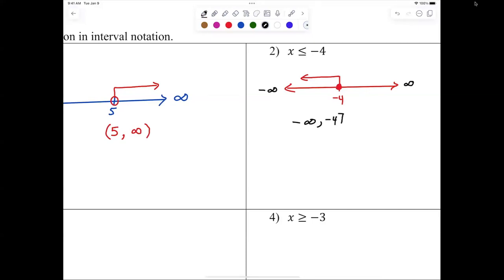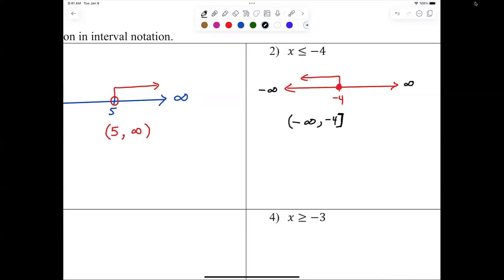This time we use a bracket at -4. The reason we use a bracket for -4 is because that's the symbol for including -4. And of course, we never reach infinity or negative infinity. That's why that is a parentheses. There's nothing to be confused about. We're reading numbers from left to right, so we go from negative infinity to -4. Use a bracket if it's equal to. Use a parentheses if it's not equal to. That's it. That's all there is.